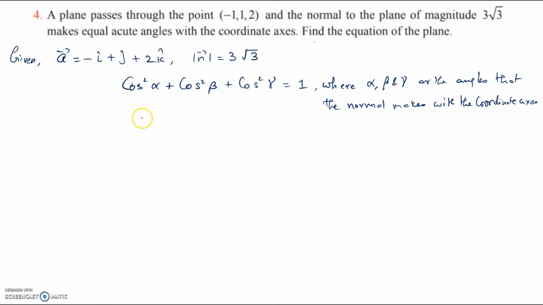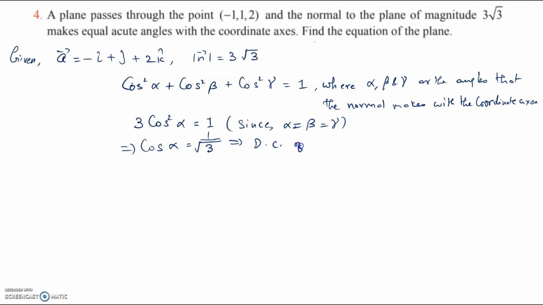But here alpha is equal to beta and is equal to gamma. So we can say that 3 cos squared alpha is equal to 1, since alpha is equal to beta is equal to gamma. So further we can say that cos alpha is equal to 1 by square root of 3. So this implies the DCs of the normal are 1 by root 3, 1 by root 3, 1 by root 3.